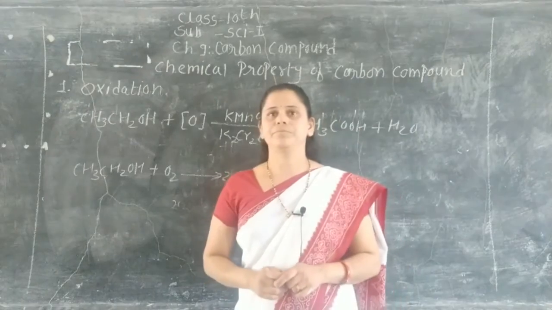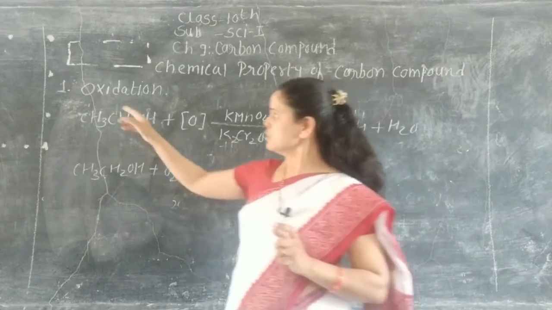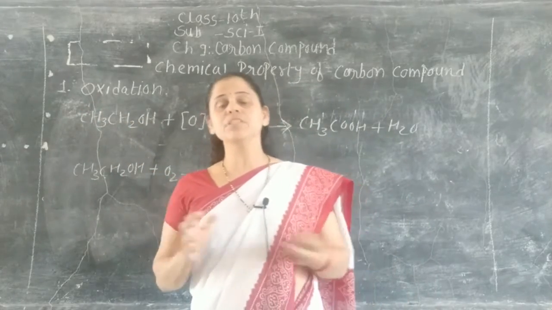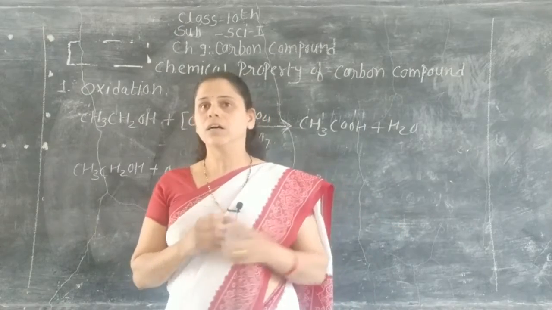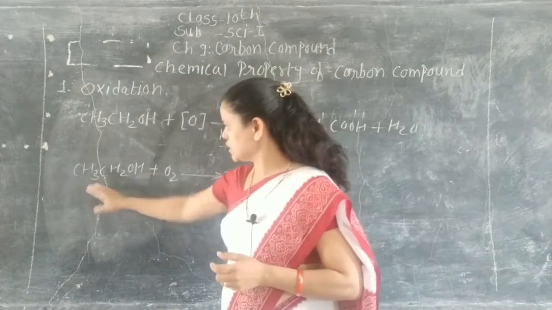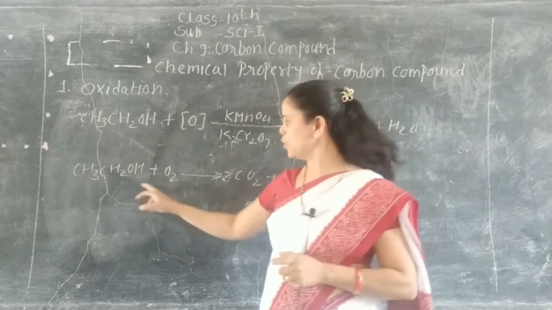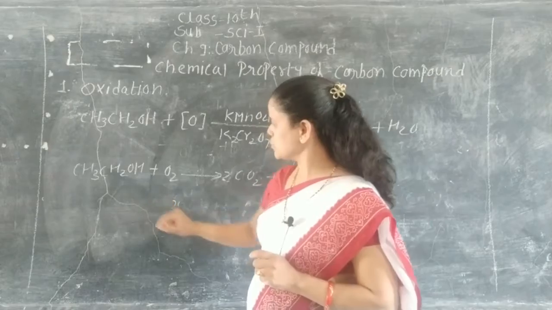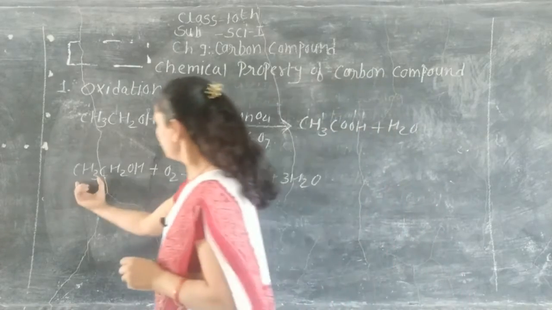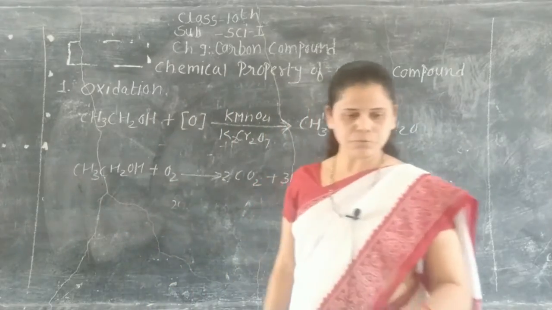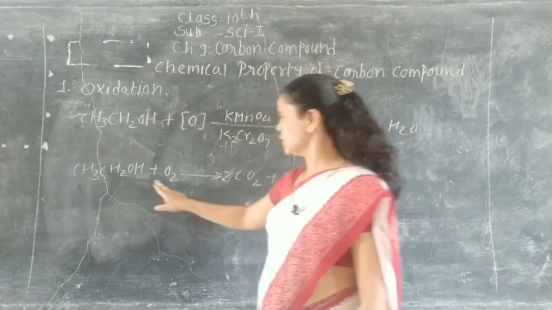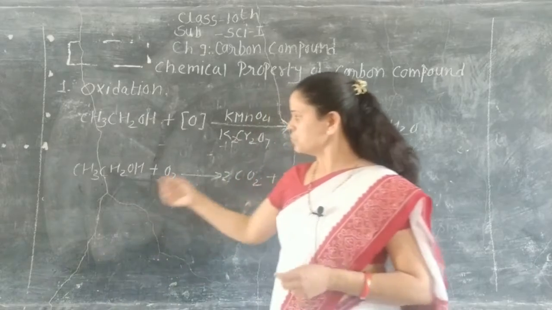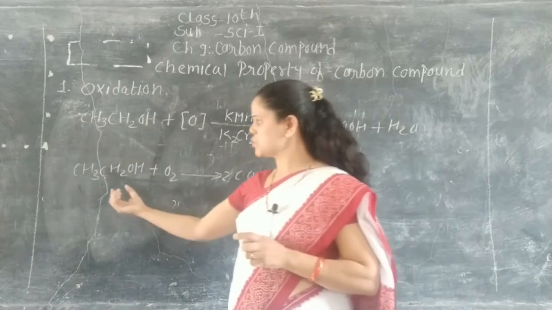Clear? So our next reaction is oxidation. So students, what is the difference between oxidation and reduction here? So let's see this equation. This is an example of oxidation. In oxidation, this is the formula of ethanol. This is a combustion reaction, and this equation is an oxidation. So first see the combustion reaction.